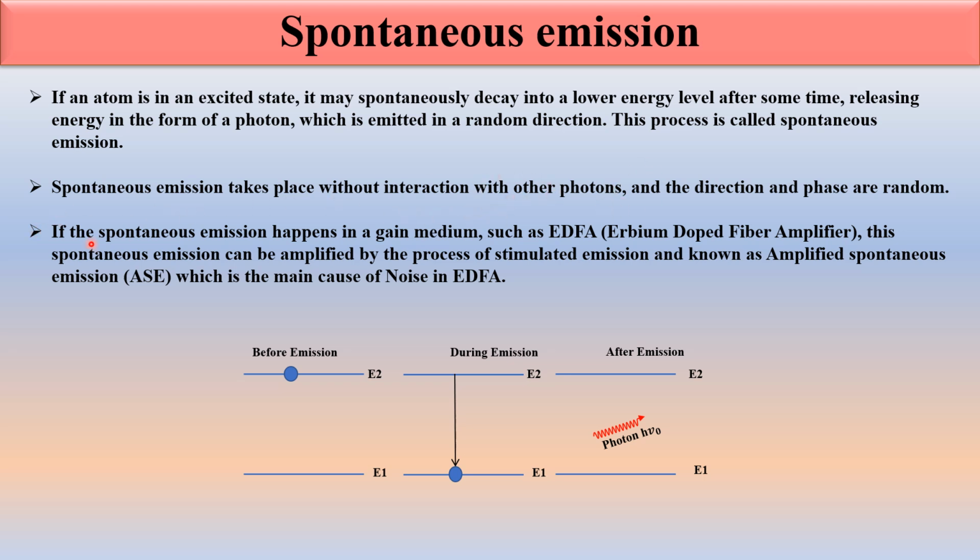If the spontaneous emission happens in a gain medium such as an optical amplifier, this spontaneous emission can be amplified by the process of stimulated emission and is known as amplified spontaneous emission, ASE, which is the main cause of noise in the amplifier. So, stimulated emission.